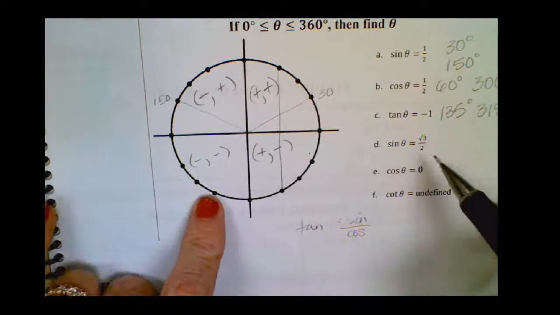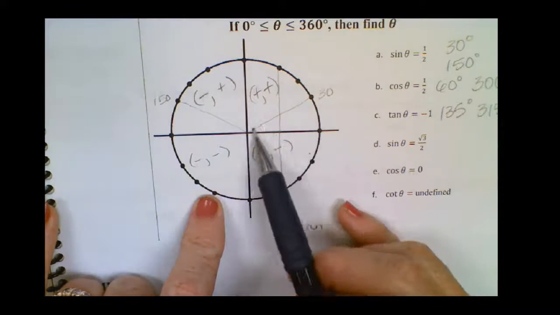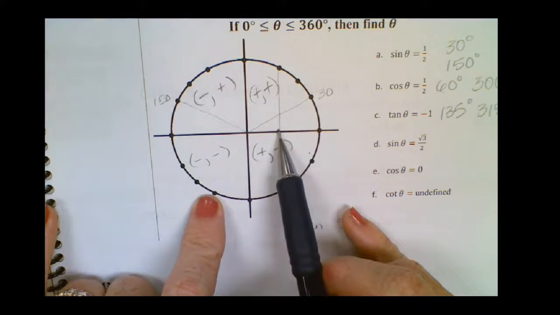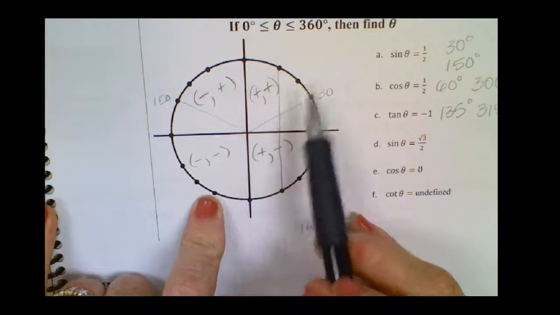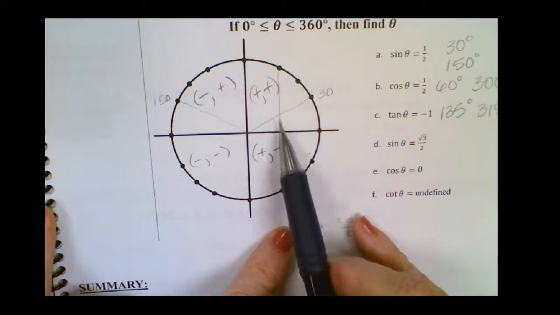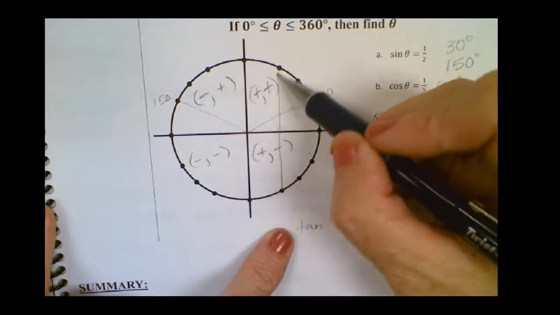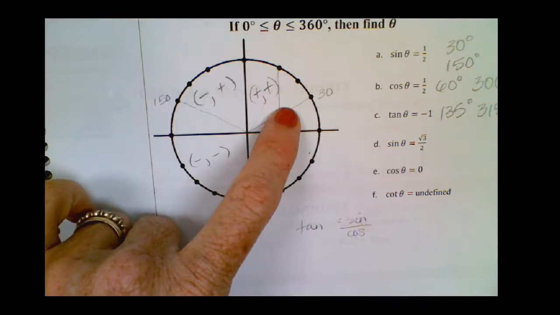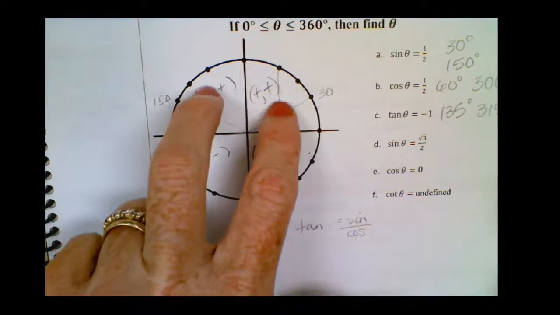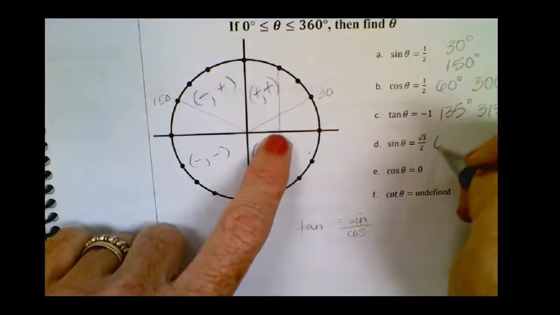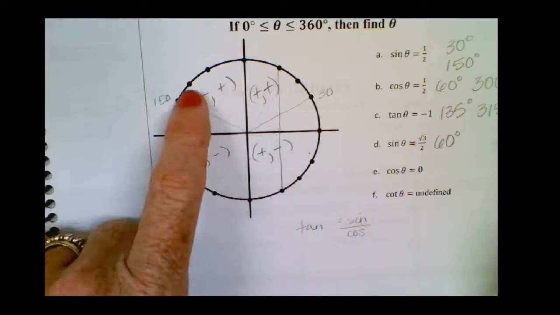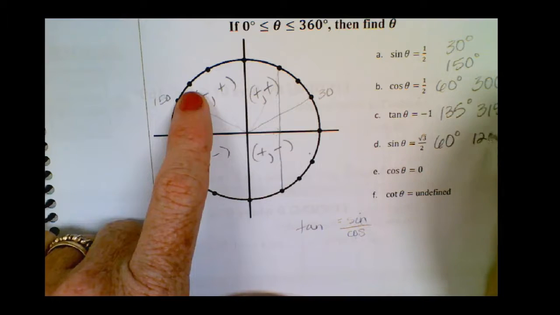Okay, and then square root of 3 over 2. That's the tall side of my triangle at either the 30 degrees or the 60 degrees. So right here, my sine is going to be positive in quadrants 1 and 2. So at that point, it's 60 degrees, and then add another 60 would be 120 degrees.